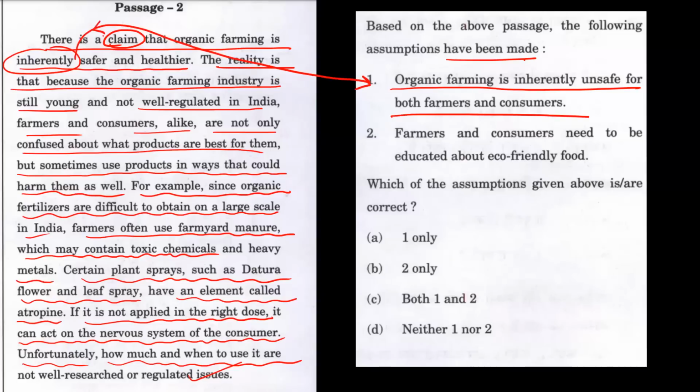Okay, so one way to solve an assumption question is what? You form the negative statement. Organic farming is inherently unsafe. You remove unsafe.